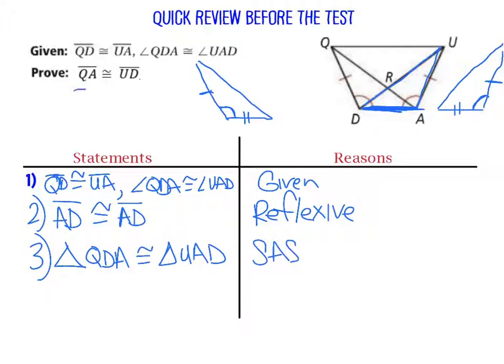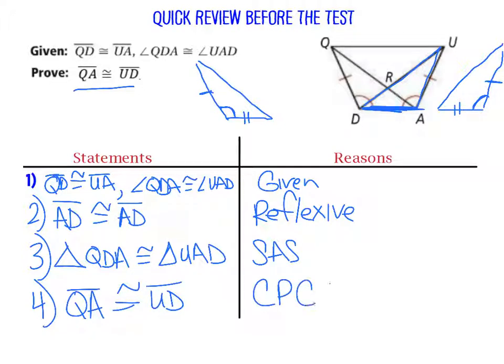But again, that's not really my ultimate goal. My ultimate goal is to find a couple other congruences out of that. And they want me to show that QA, this right here, which is really this, is congruent to UD, which is this. And remember that if the triangles are congruent, all their corresponding parts are. So as soon as I get those triangles congruent, I'm going to jump right in and say, all right, I've got it. QA would be congruent to UD, and that's because corresponding parts of congruent triangles are congruent, CPCTC.